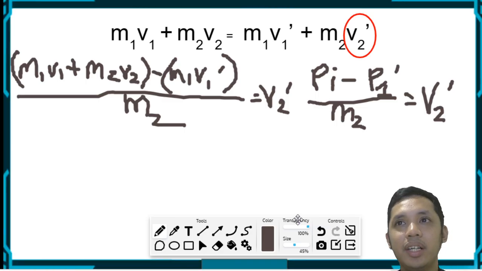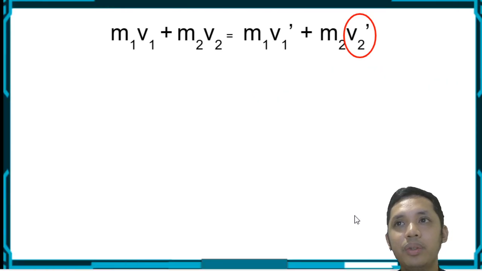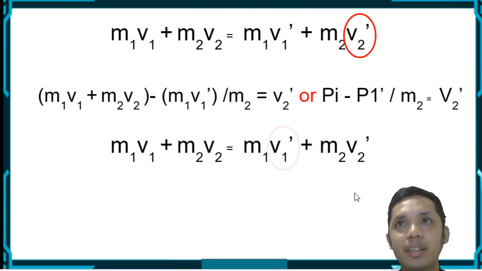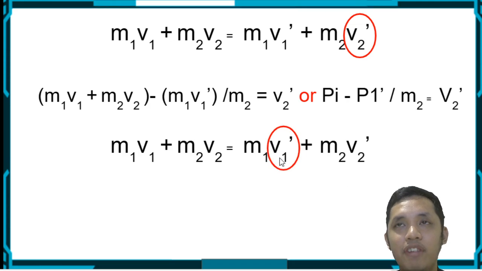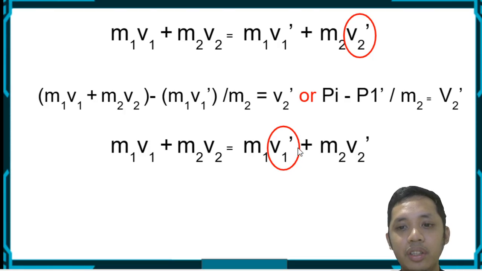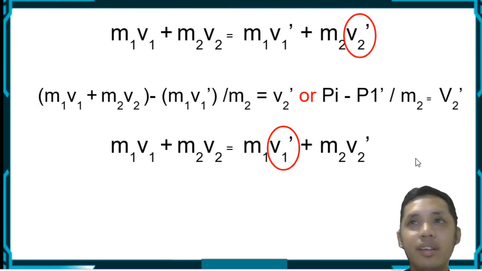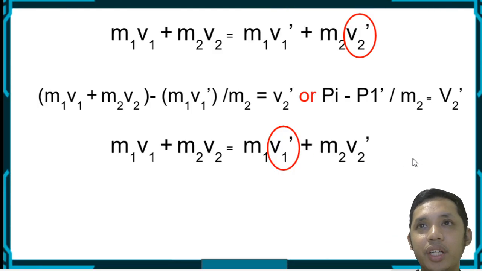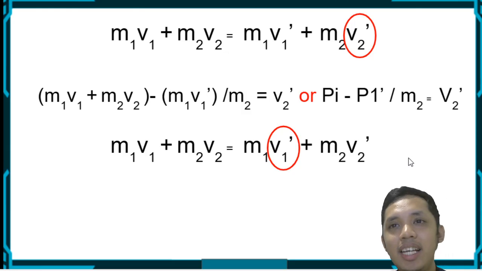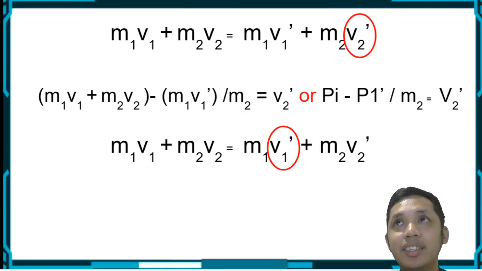Now, it's your turn. I want you to try this one. The variable that we are looking for is the velocity of the first car after the collision. So you can pause this video and then write your answer in your notebook. Let's see if your answer is correct.